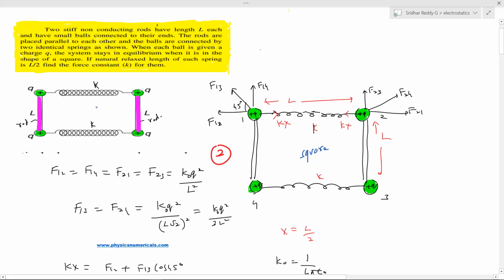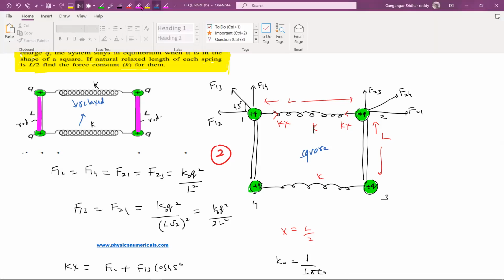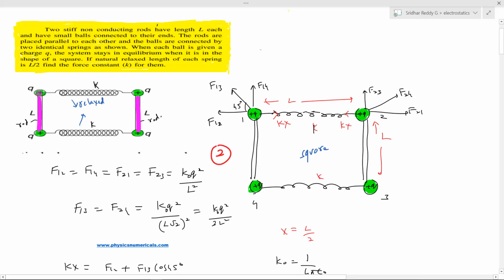The moment I release the system. So initially, what is the state of the springs? They are relaxed. Then the moment I release them, because of the electrostatic force, what will happen to the spring? It will get elongated. Now, why does it get elongated?